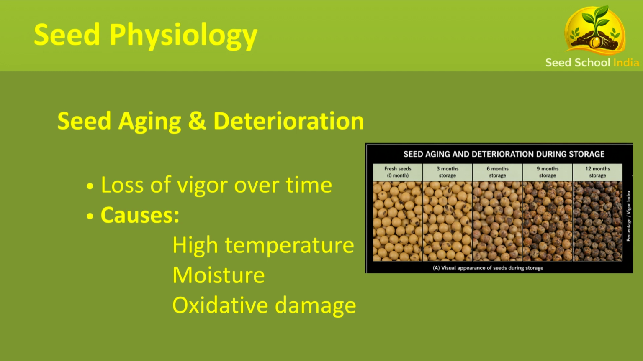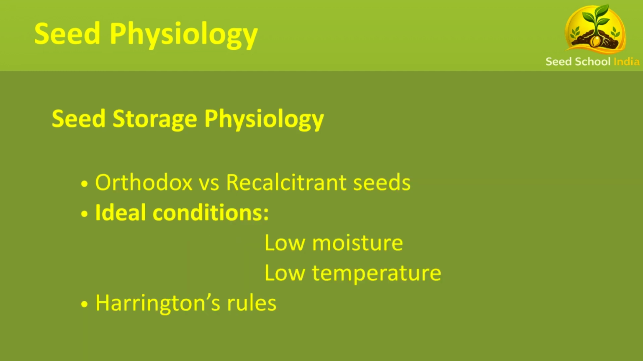Seeds do not remain viable forever. Over time, seeds lose their vigor and viability due to aging. Factors such as high temperature and moisture accelerate deterioration. They undergo deterioration due to biochemical and physiological changes. Biochemical changes like membrane damage, enzyme inactivation, and oxidative stress reduce seed performance and quality. Improper storage conditions accelerate this process. Proper storage is essential to maintain seed quality.